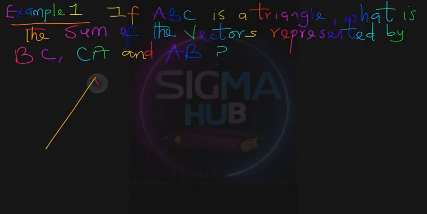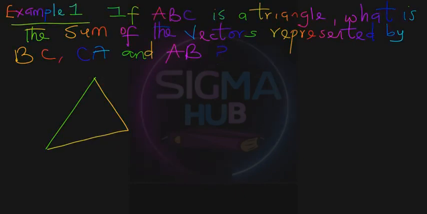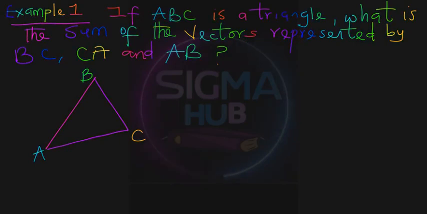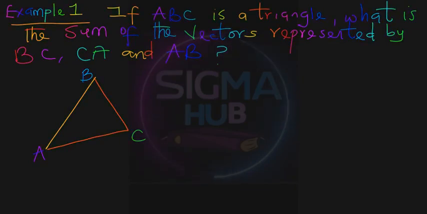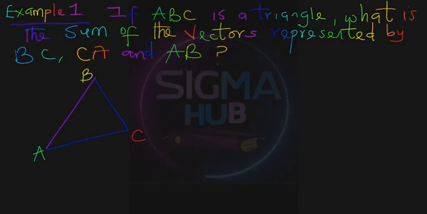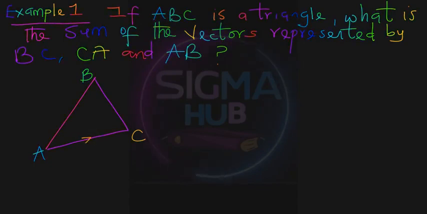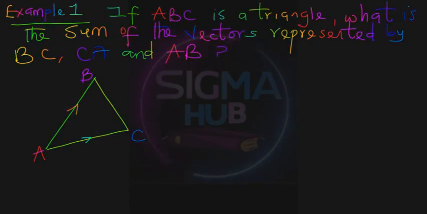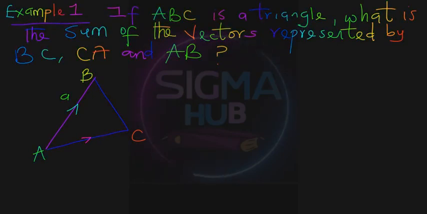Let's say I have triangle ABC as this. This is A, that is B, and this is C. Now the next thing I'm going to do is represent each side with a value. Let me represent AB as a, then BC as b.